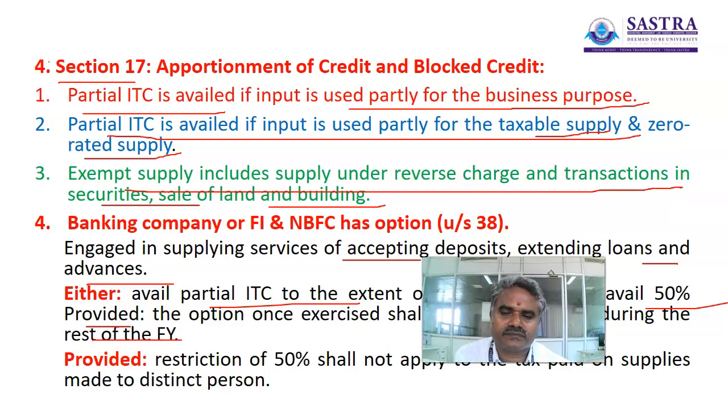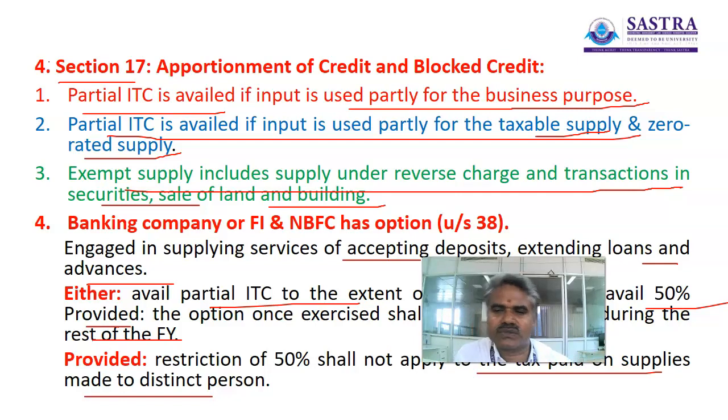Provided, the restriction of 50% will not apply to tax paid on supplies made to a distinct person. That is very important. So when you are doing banking business, you can claim 50% as ITC. So section 17 is very important. Partial ITC is available for business purpose and taxable supply.